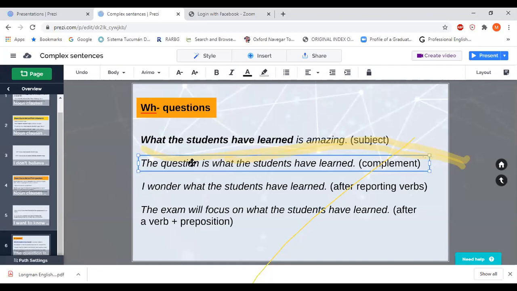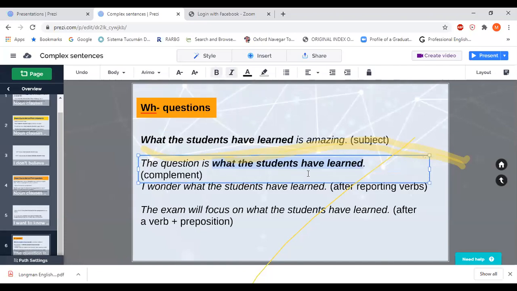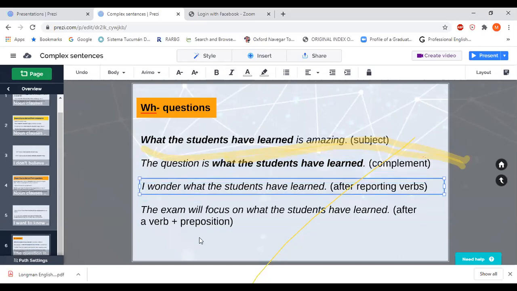What is the noun clause in the second sentence? The question is what the students have learned. It begins with the WH word, okay? And it goes all the way up to the end. What the students have learned. That is a noun clause and that is functioning as a complement in the sentence, okay?